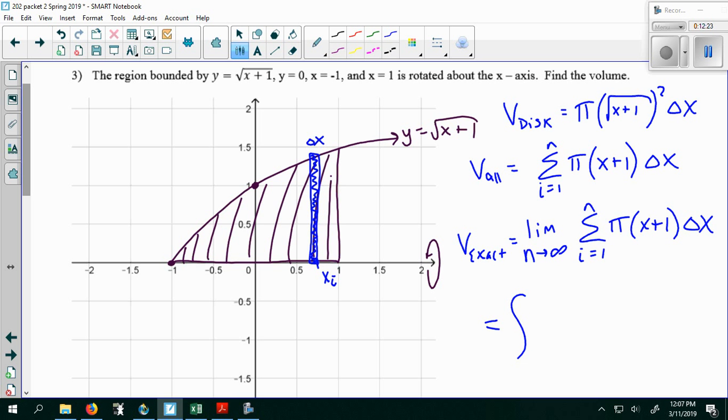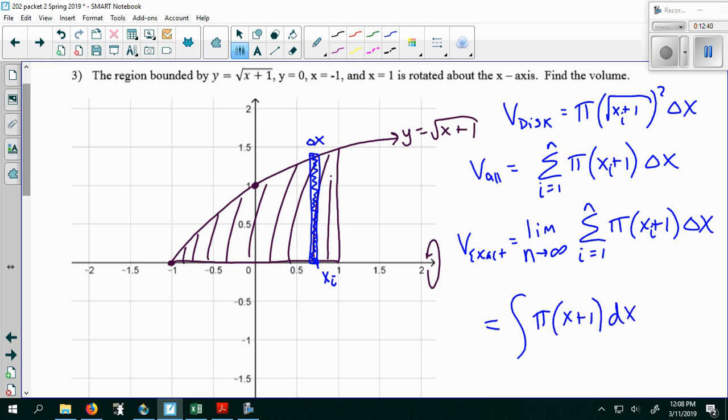I translate, dropping the subscripts, which I forgot to put in the first place. There we go. Drop the subscripts, change the delta x to a dx. So this becomes pi times x plus 1 dx.